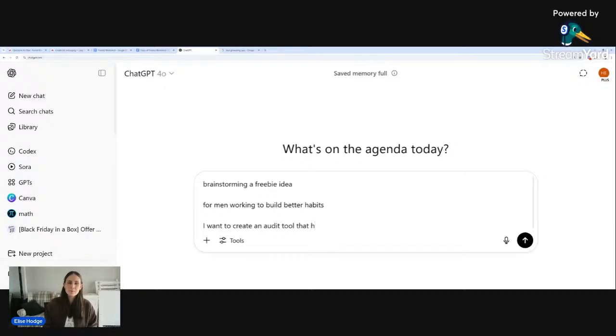So an audit, would that be almost like they're taking a quiz then? Or is it more like a self-audit? It doesn't have to be a quiz. It could be a self-audit. And how does this tie into what you are wanting to sell? I know you have your school community.